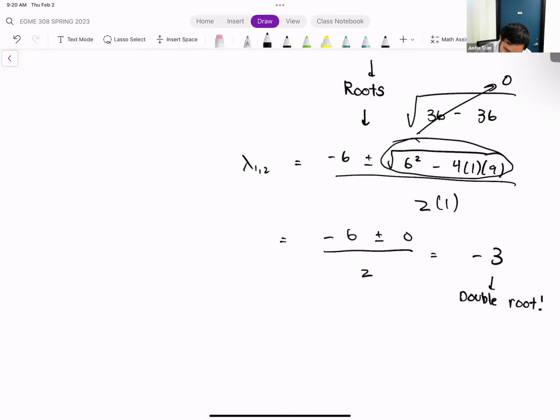And so for a double root, we know exactly how to deal with these. We have y of x. Our first solution is c1 times e to the root times x. And our second solution is going to be the same as the first solution, but we're just going to multiply by x.